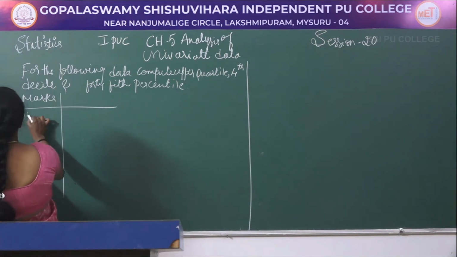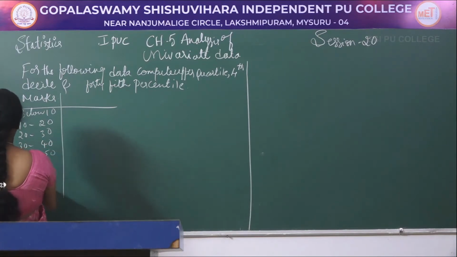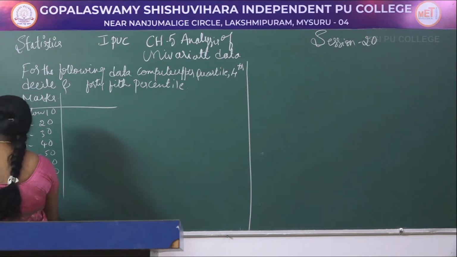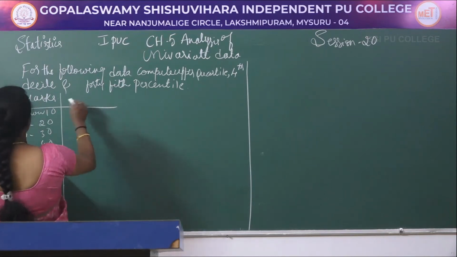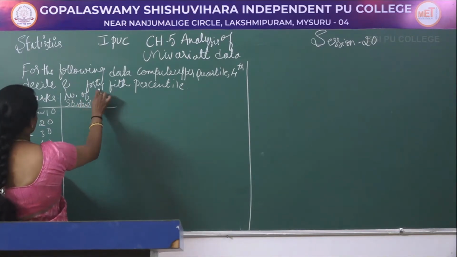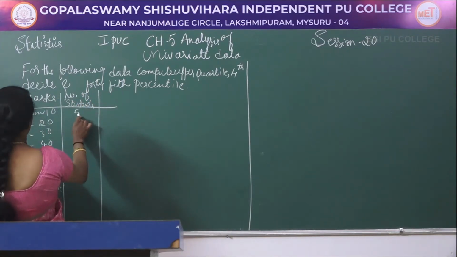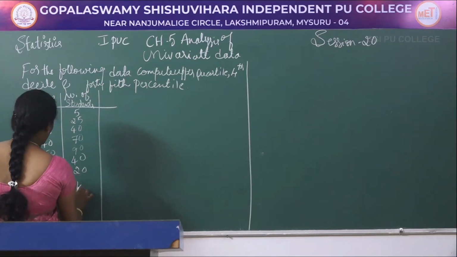That is, marks: below 10, 10 to 20, 20 to 30, 30 to 40, 40 to 50, 50 to 60, 60 to 70, 70 and above. Next, number of students: 5, 25, 40, 70, 80, 40, 50 and 10.